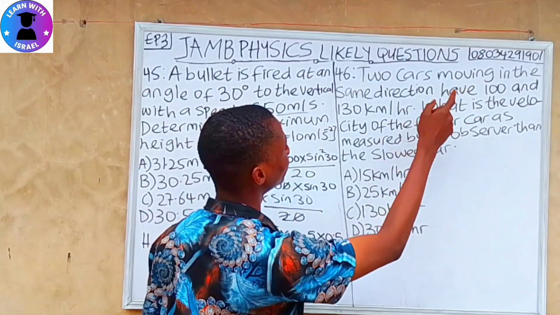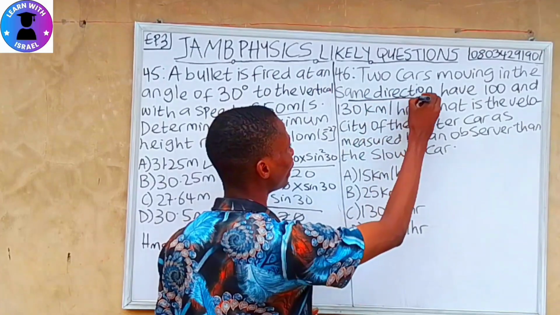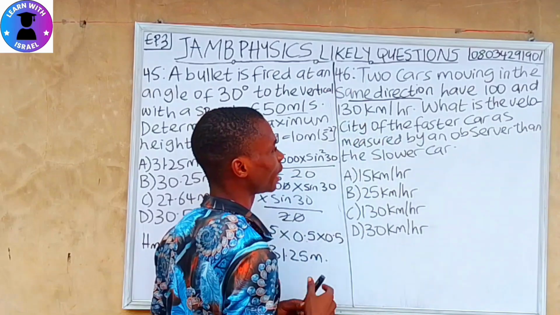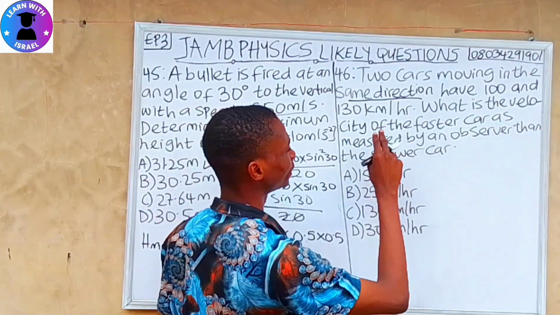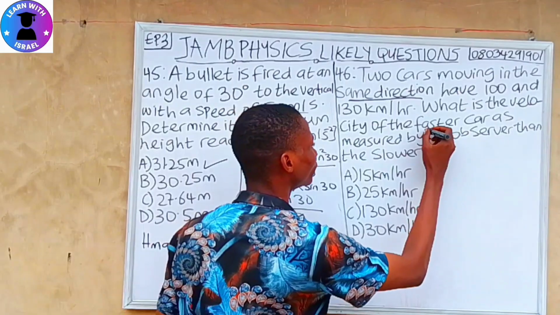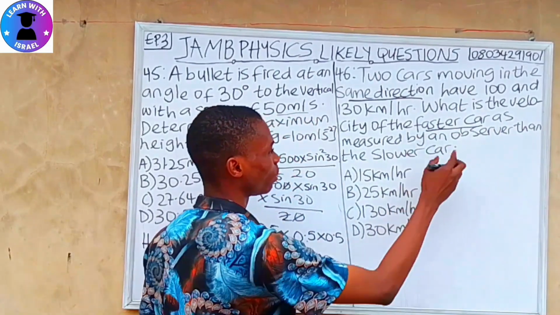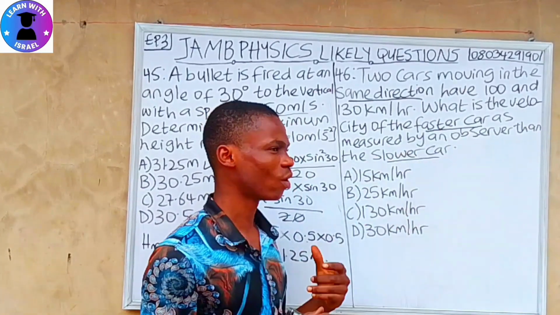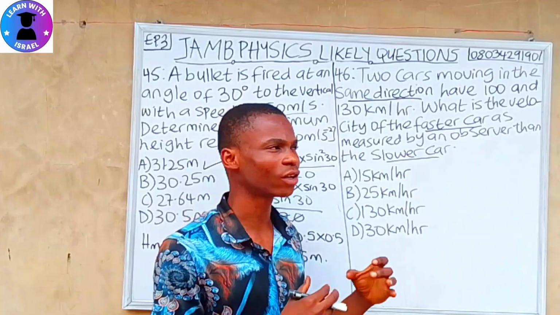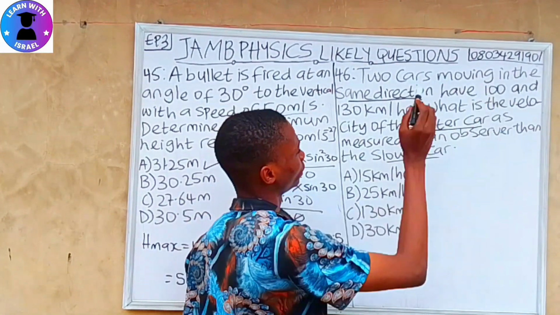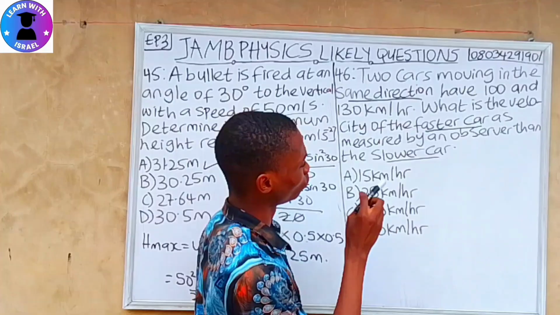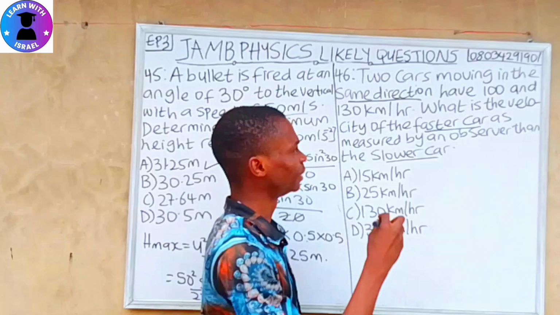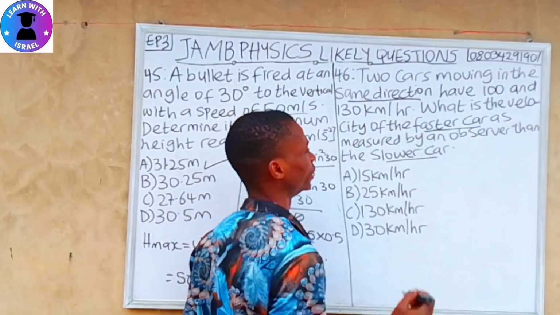Two cars moving in the same direction have velocities of 100 and 130 kilometers per hour. What is the velocity of the faster car as measured by an observer in the slower car? So how do you identify the faster car and the slower car? By the distance they cover. One covers 100, one covers 130. You should know that the faster car covers the highest, which is 130, and the slower car covers 100.